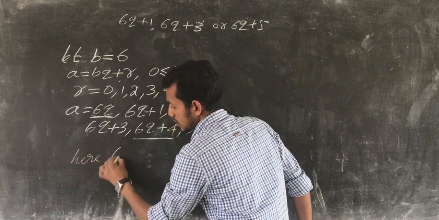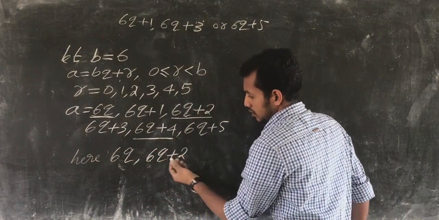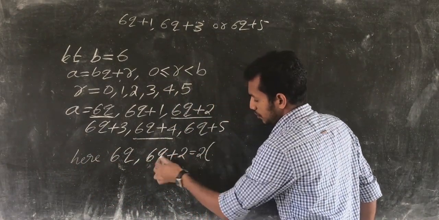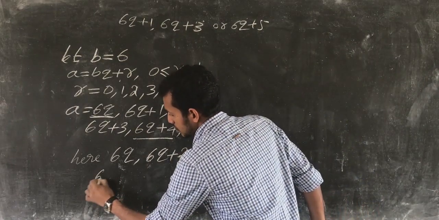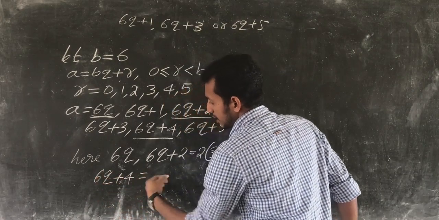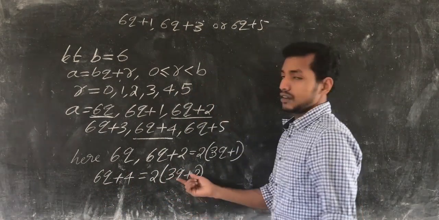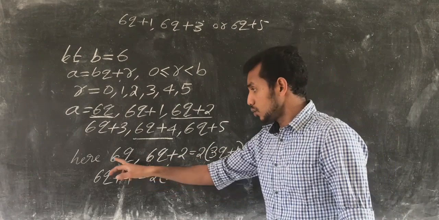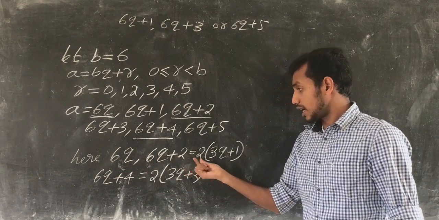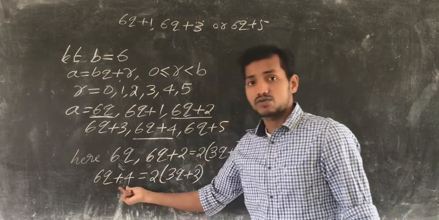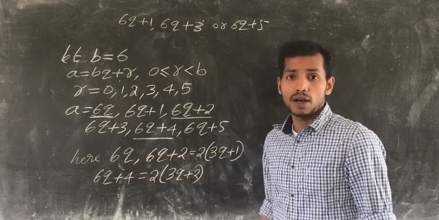Here, 6q plus 2, that we can write as 2 into 3q plus 1, and 6q plus 4, that we can write as 2 into 3q plus 2. For these numbers, 2 is a factor. 6q can be divided by 2, 6q plus 2 can be divided by 2, and 6q plus 4, that also can be divided by 2. That means these integers are even integers.